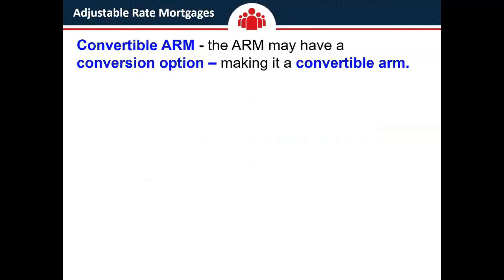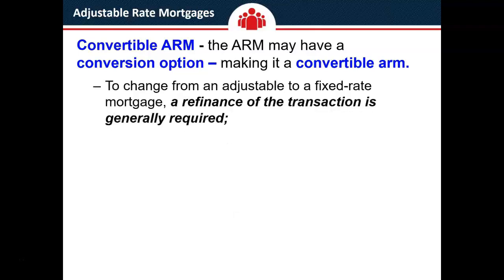Now, convertible ARM. Some adjustable rate mortgages have what's called a conversion option. That means it's a convertible ARM, giving them the opportunity at some point to convert it from an adjustable rate mortgage to a fixed. So if it has a conversion clause written into the adjustable rate mortgage.